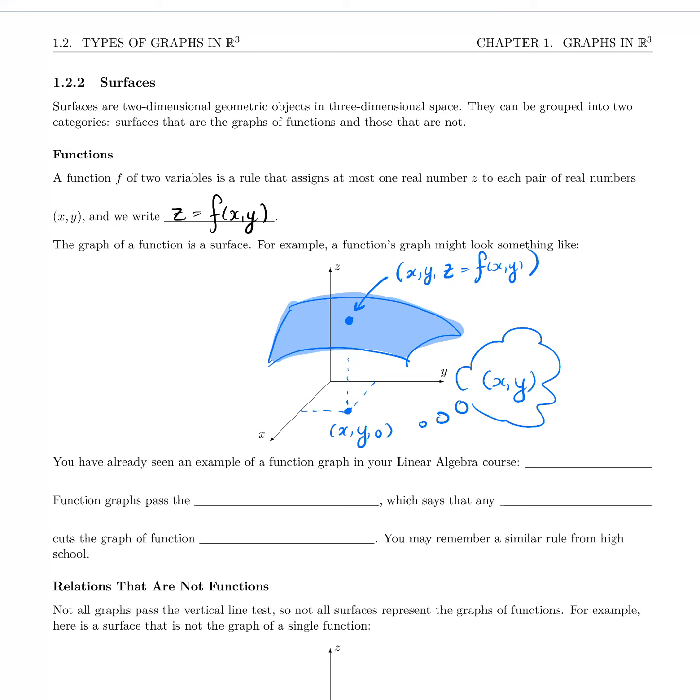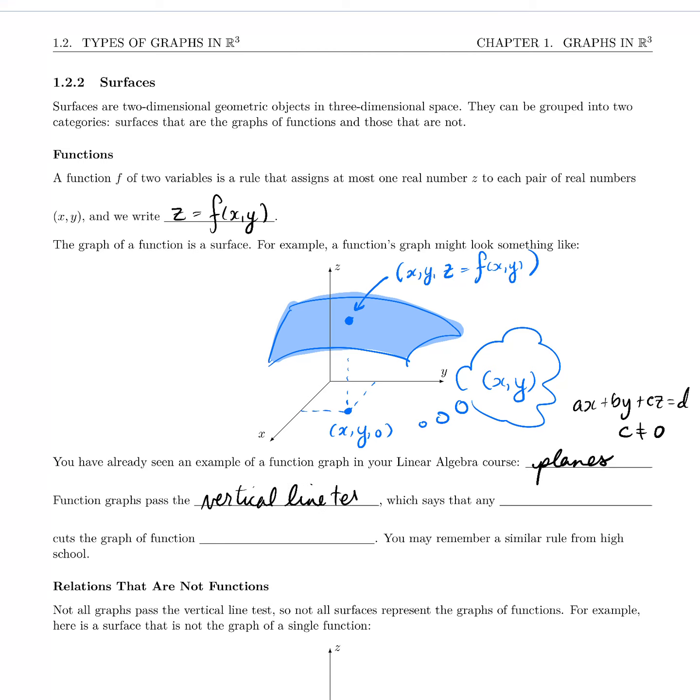Of course, you've already seen something like this in your linear algebra course: planes. Of course, they are flat surfaces, they're not curvy, but strictly speaking, not all planes are functions. So you've seen the general equation ax plus by plus cz is equal to d. You need the c value to not be 0 for a plane to be a function. Functions pass the vertical line test.